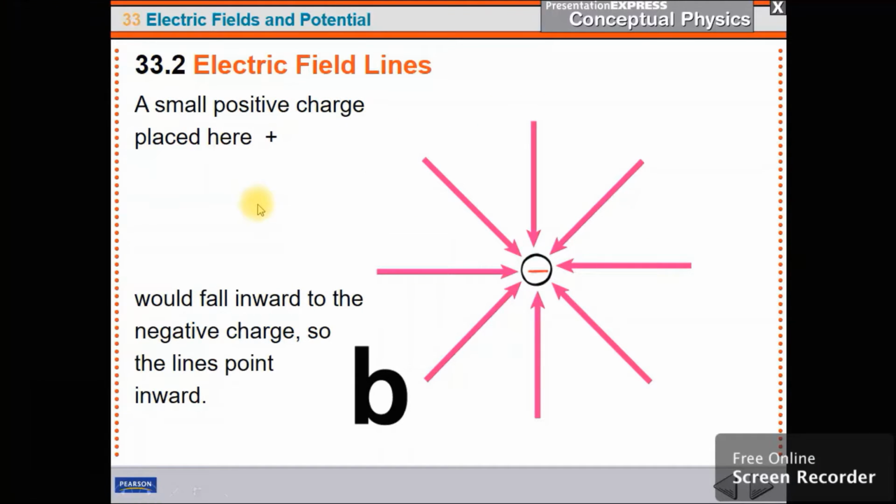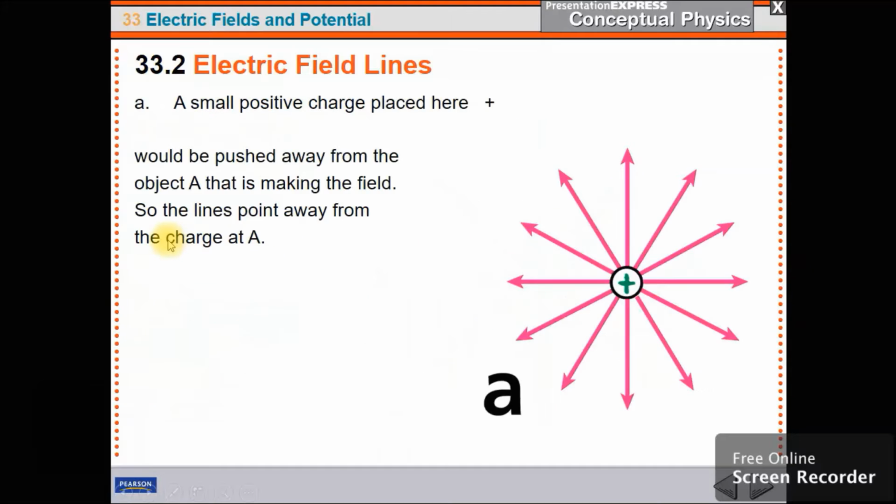So here is my positive charge, my small positive test charge placed here. Now over here, I have object B that has a whole bunch of negative charge. So what's this positive charge going to do? It's going to fall inward towards the negative charge. So that's why these field lines that I'm drawing for this negative charge point inward.